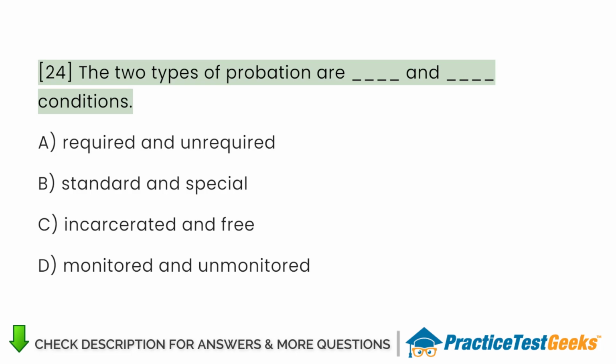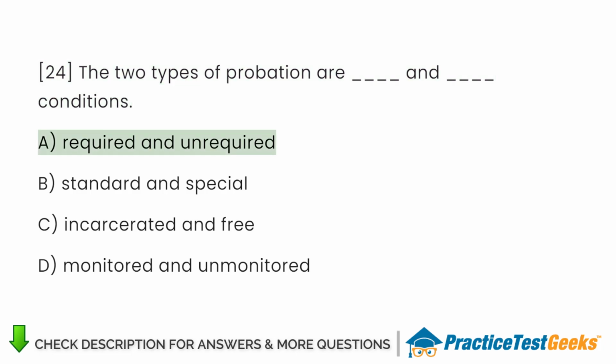The two types of probation conditions are: A. Required and unrequired. B. Standard and special. C. Incarcerated and free. D. Monitored and unmonitored.